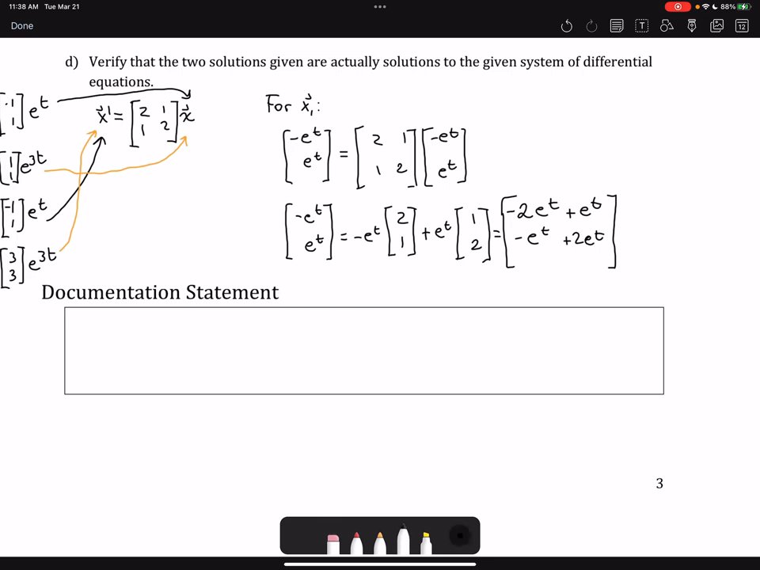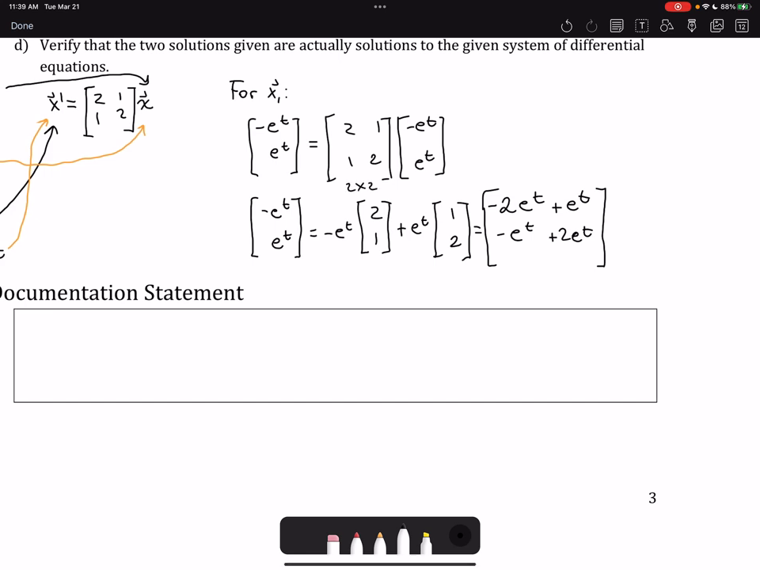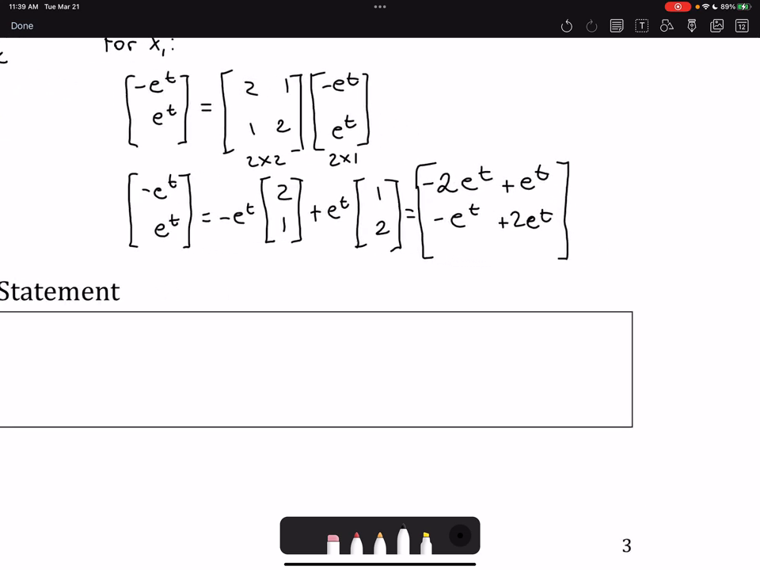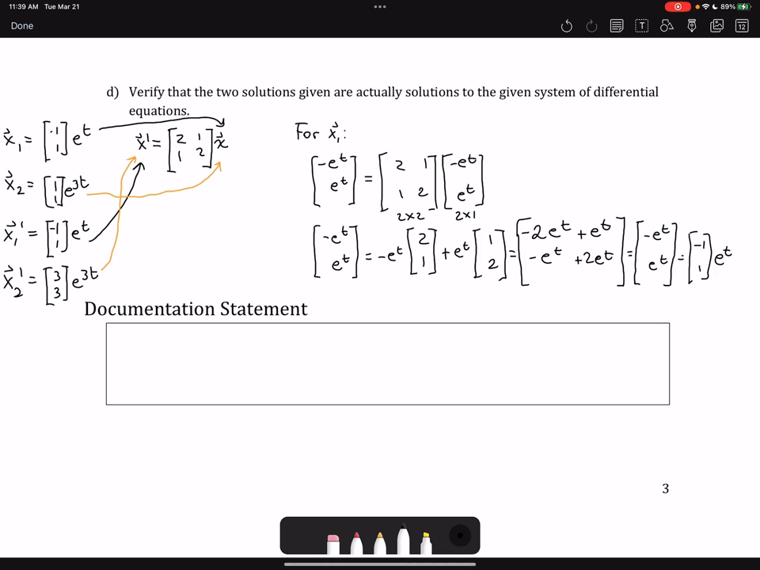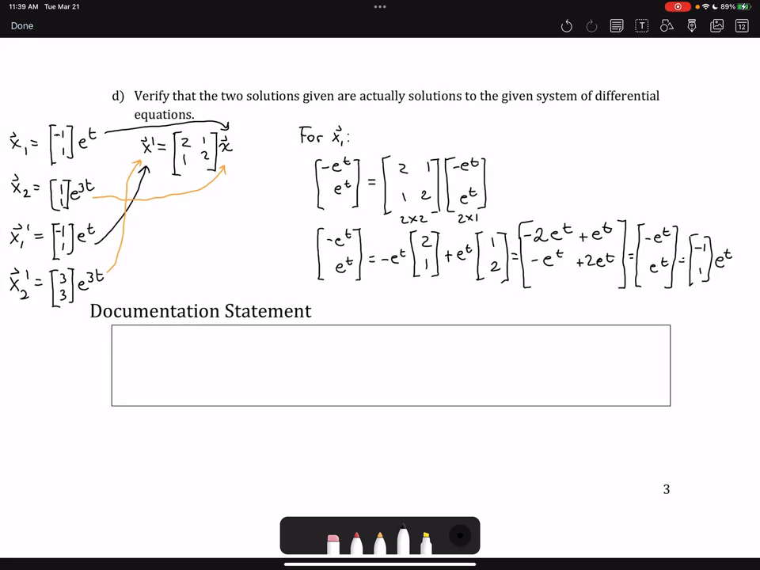This is a 2 by 1, which is what you would expect because you had a 2 by 2 and a 2 by 1. So the outside dimensions tell you what the result dimensions would be. So here we'd have negative 2 e to the t plus e to the t. That's negative e to the t. And then the bottom is going to be negative e to the t plus 2 e to the t, which is just e to the t. Okay, which is the same thing as negative 1, 1 e to the t, which is what we started with, right? This was our original solution. So yes, the first one checks.